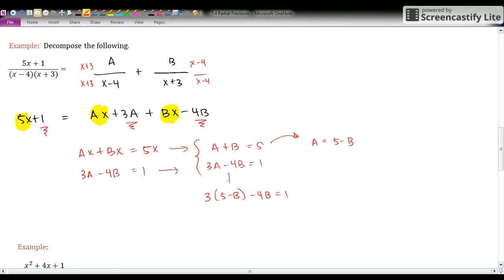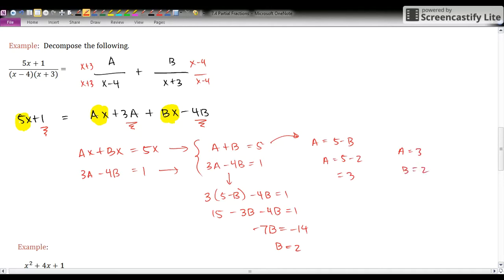So notice I plugged it into the second equation. I got 15 minus 3b minus 4b is 1. So what's that? Negative 7b equals negative 14. So b must be 2. And if I know what b is, then a is 5 minus 2. A is 3. So a is 3.